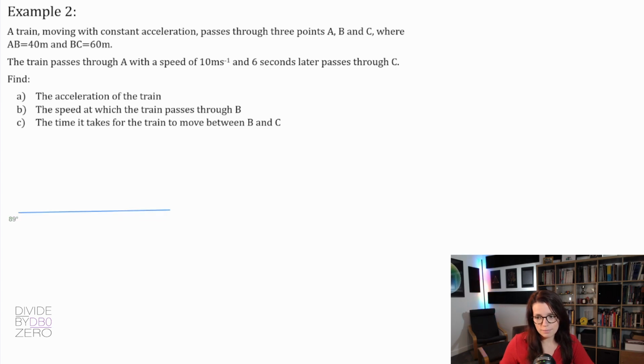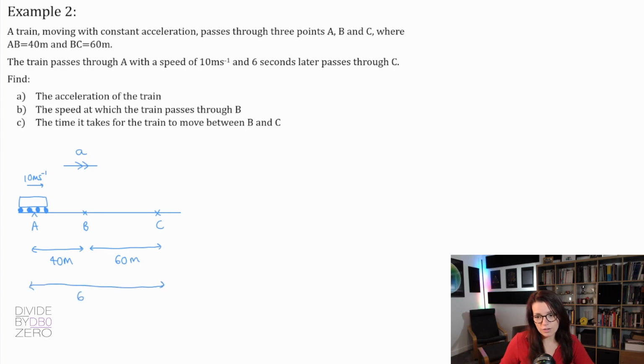We've got a train moving along a track, so that can be the track, and then this can be the train. Any diagram will do. Let's say this is point A, point B can be here, and then we'll put point C there. We're told AB is 40 meters and BC is 60. In my diagram, I'm going to assume the train is going to the right again, so double arrow for acceleration. We're also told that at A, the speed is 10 meters per second, and we're told that it takes 6 seconds to go from A to C.